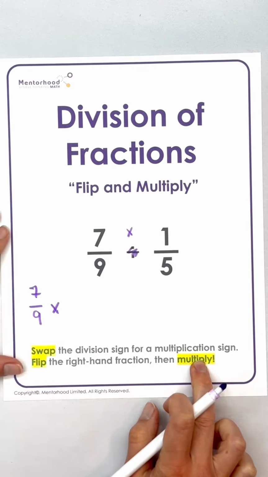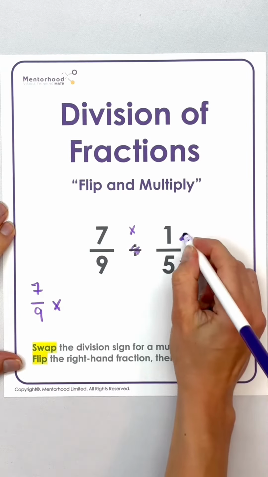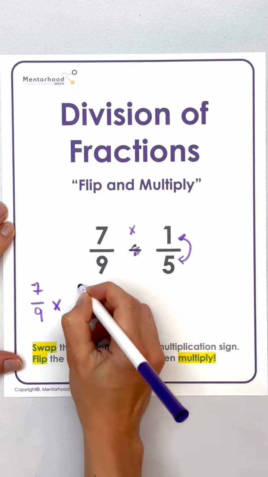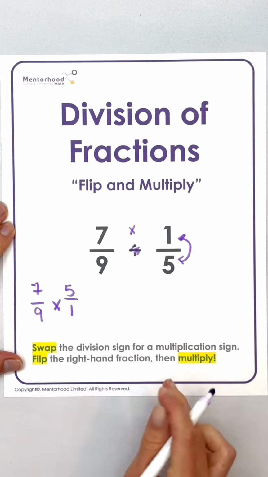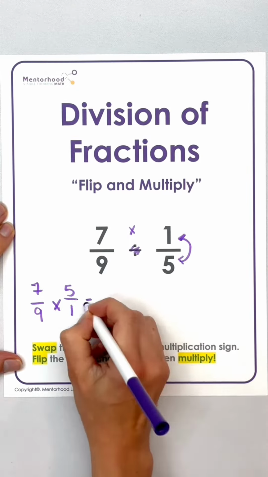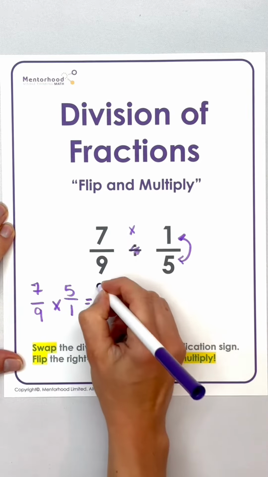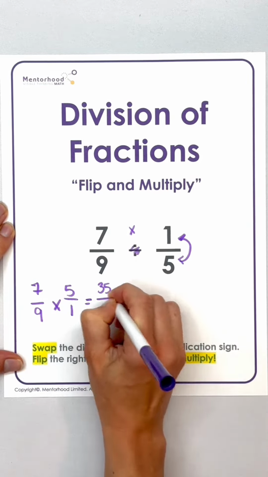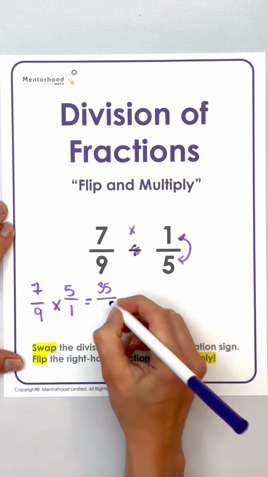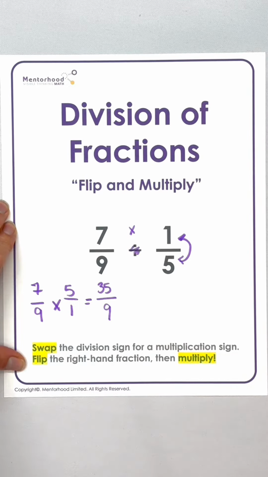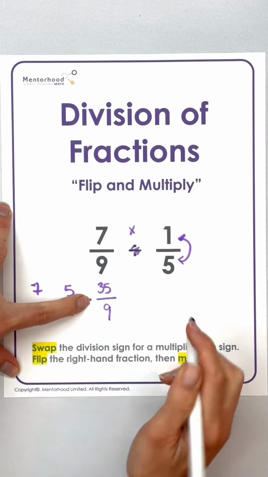So flip this upside down. 5 over 1. And then multiply. Okay, so 7 times 5 is 35 over 9 times 1 is 9. Now the only thing we have to do is put this into simplest form.